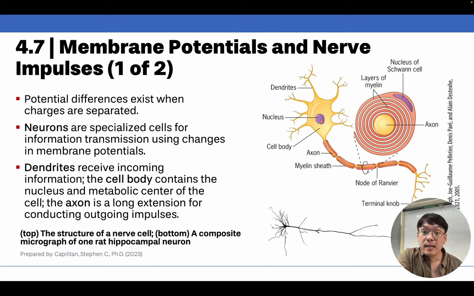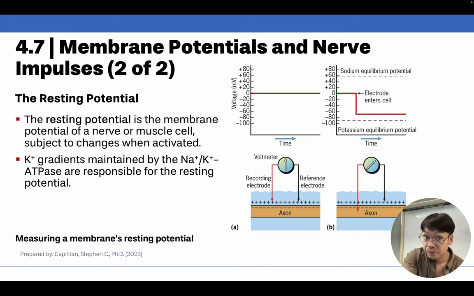Below is a composite micrograph of a single rat hippocampal neuron with cell body and dendrites, which are shown in purple, and an axon, one centimeter in length, shown in red. Motor nerve cells in larger mammals can be 100 times longer. So, nerve cells, composite micrograph of one rat hippocampal neuron.